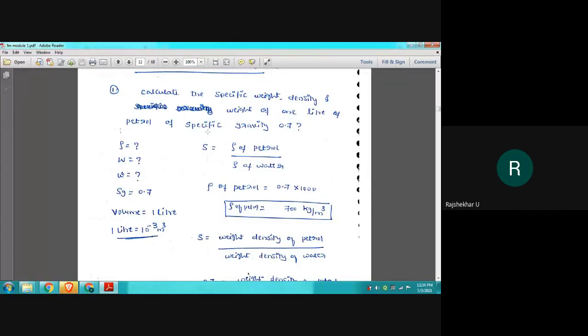Calculate the specific weight, density, and weight of 1 liter of petrol of specific gravity 0.7.